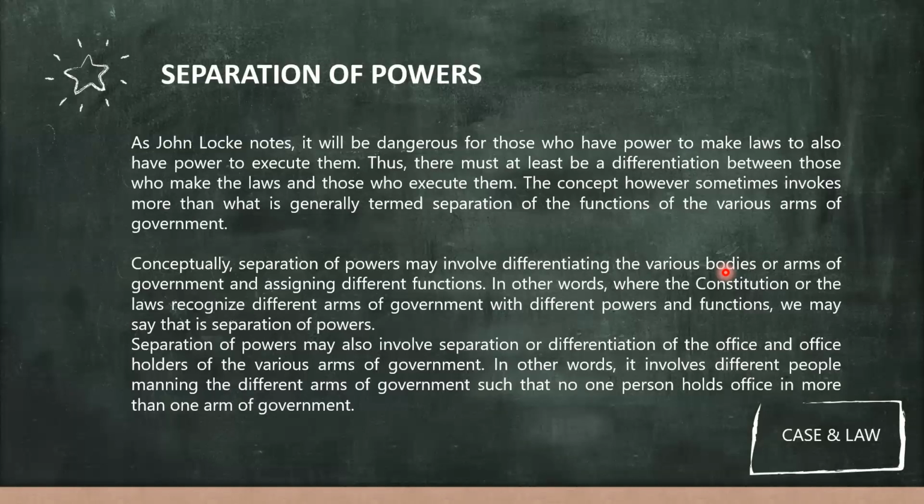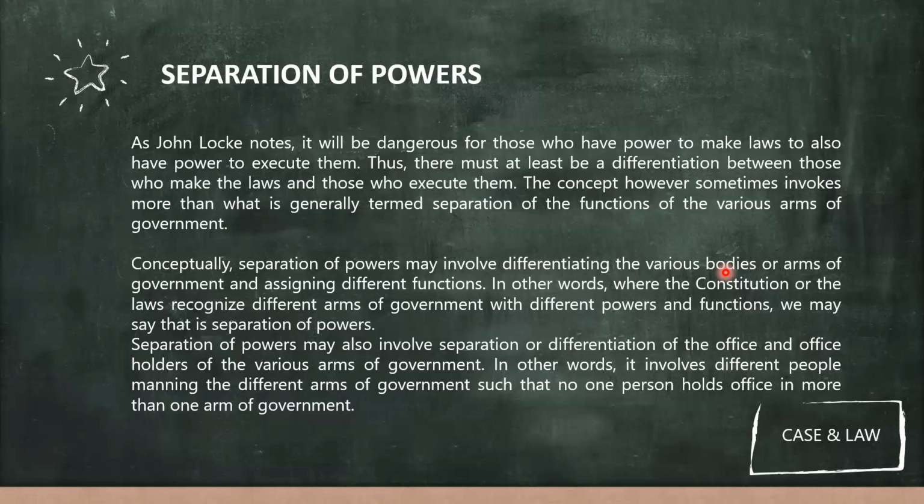I wanted to look at Montesquieu, but there's more on John Locke. John Locke essentially was saying that in separation of powers, we have to differentiate between the various bodies and assign different functions. So different bodies must constitute the executive, the legislature, and the judiciary, and their functions must also be different. And this must be recognized in the Constitution. You would notice that in our Constitution, different articles deal with the powers of the legislature, the powers of the executive, and the powers of the judiciary.